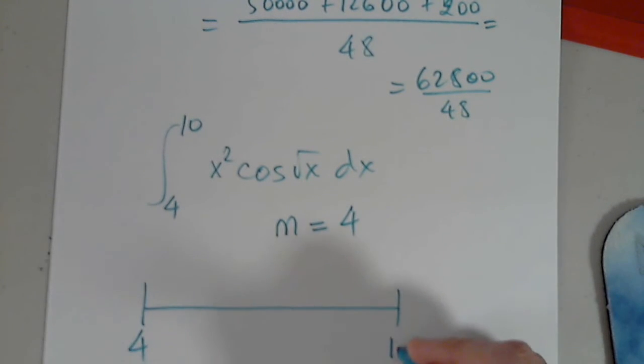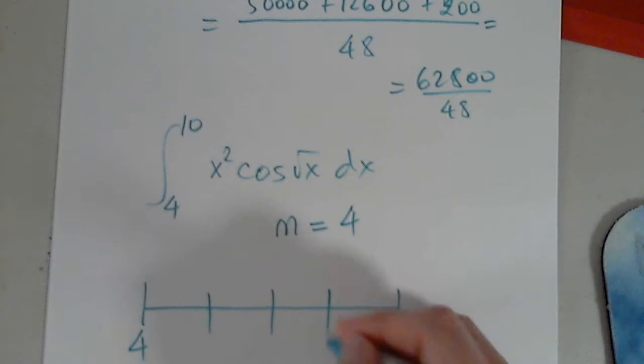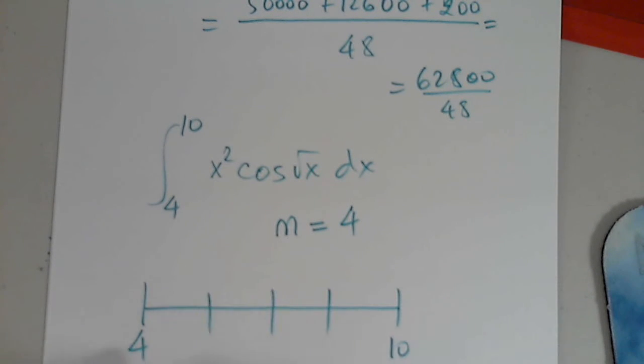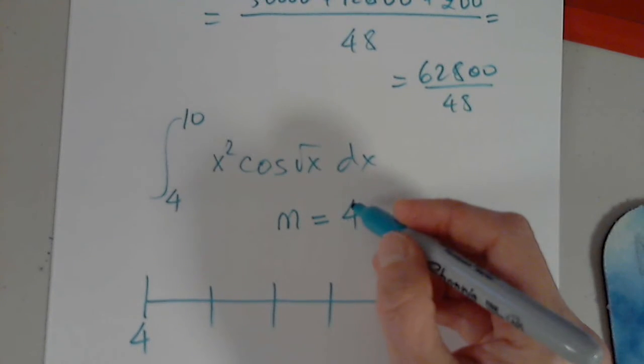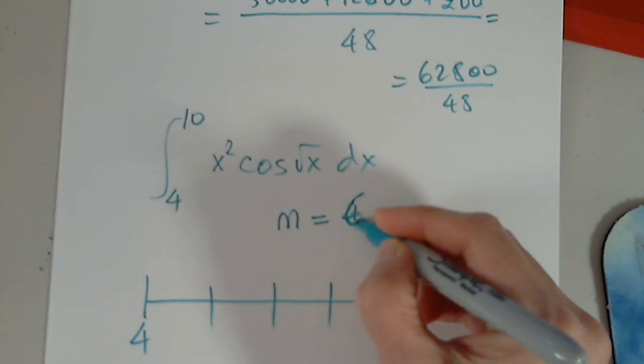So between 4 and 10. 4, 6. So this is 6. The distance is 6. So change it to 6. Say it again. I'll change it to 6. You want to change this to 6? Yes.